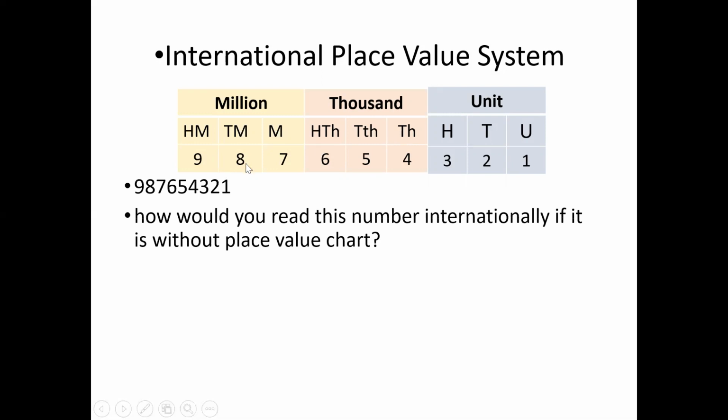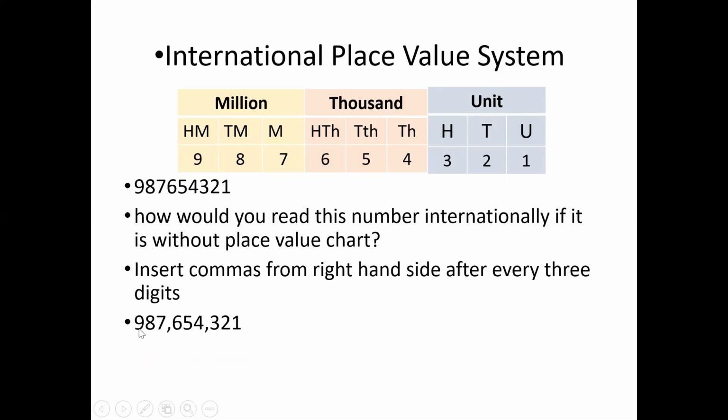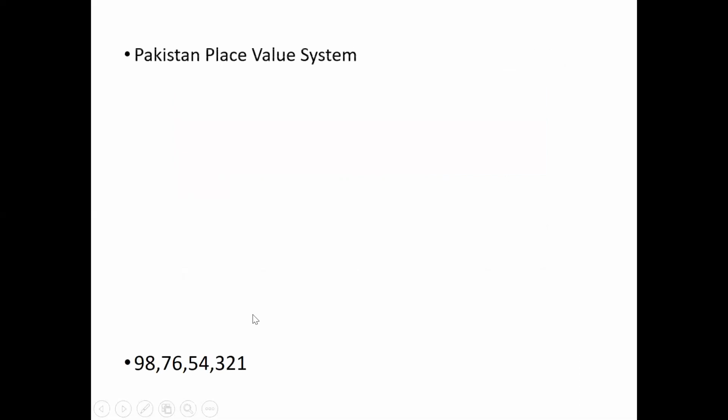Now what happens if the number is written without the place value chart? How would you read it? Then you will insert the comma from the right hand side, after every three digits or after every family from the right hand side. And the number becomes 987,654,321.